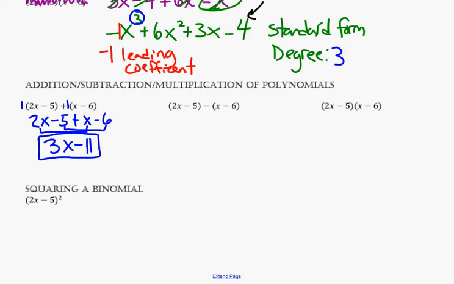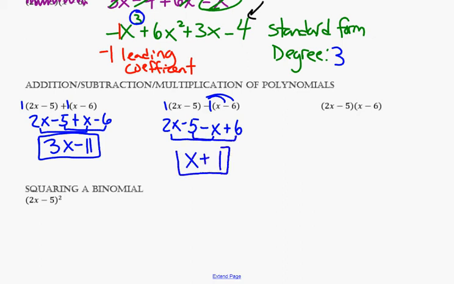If I go to the next one, in the first set, I still have 2x minus 5. I'm distributing, quote unquote, that 1 that's out front. But in the second set, I have to distribute a negative 1 to both pieces. It's amazingly important. It changes both of those signs. So that when I combine like terms here, I just get x and positive 1.